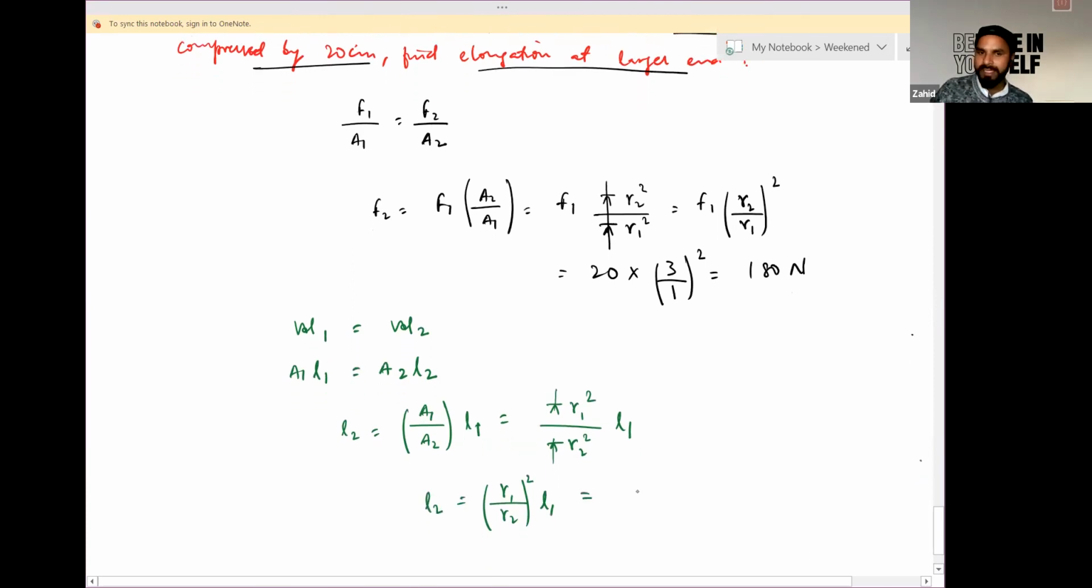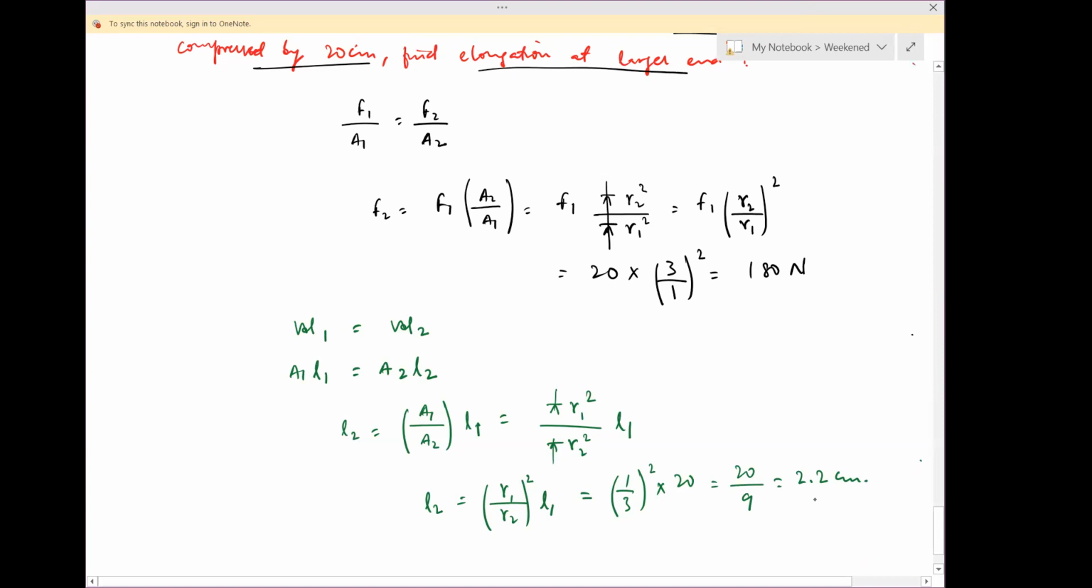As the ratio of their radii is 1:3, it will be 1 divided by 3 whole square into L1. L1 is 20 centimeter. So it will be 20 by 9. So it will be 2.2 centimeter. Good, I think you have done correct. Mamuna, you got this result? Yes, sir. Okay, good.